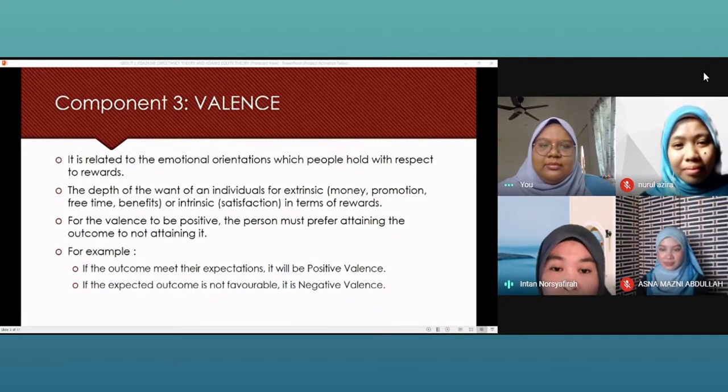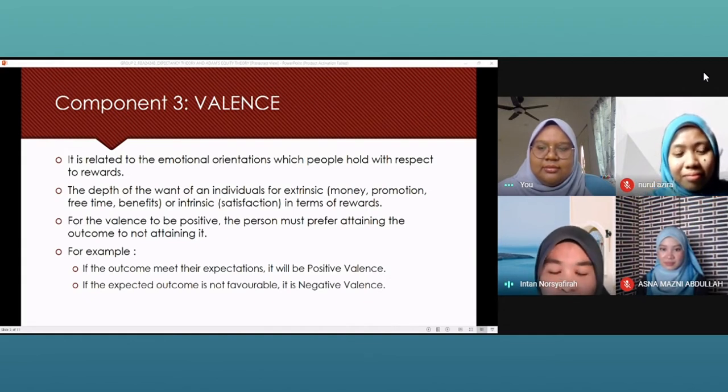Then for the last component, which is balance, that is related to the emotional orientation, which people hold with respect to reward. It is the need of individual to receive something in return. It can be extrinsic, which is the external reward, for example, money, promotion, free time, and maybe benefits. It also can be intrinsic or internal reward, such as satisfaction. The person expects the reward and that the reward is valued by them.